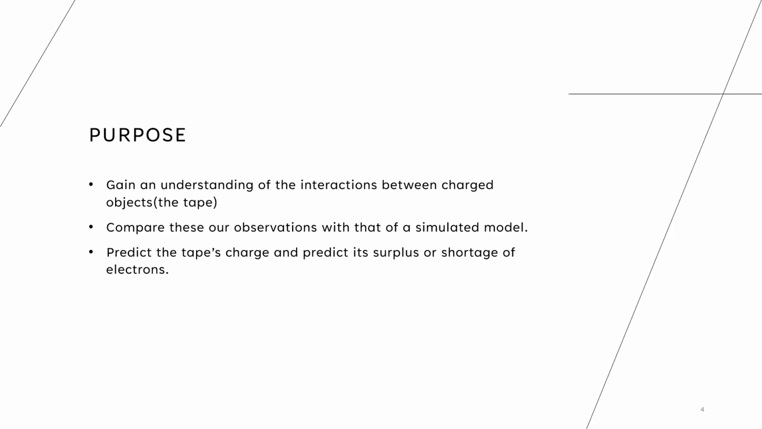Introduction. Purpose. The purpose of this lab is to gain an understanding of the interactions between charged objects, the tape, and compare these observations with that of a simulated model, and then predict the tape's charge and predict its surplus or shortage of electrons. In this lab specifically, we also take a look at the differences between looking at the charges of the tape as a point charge model and as a line charge model.